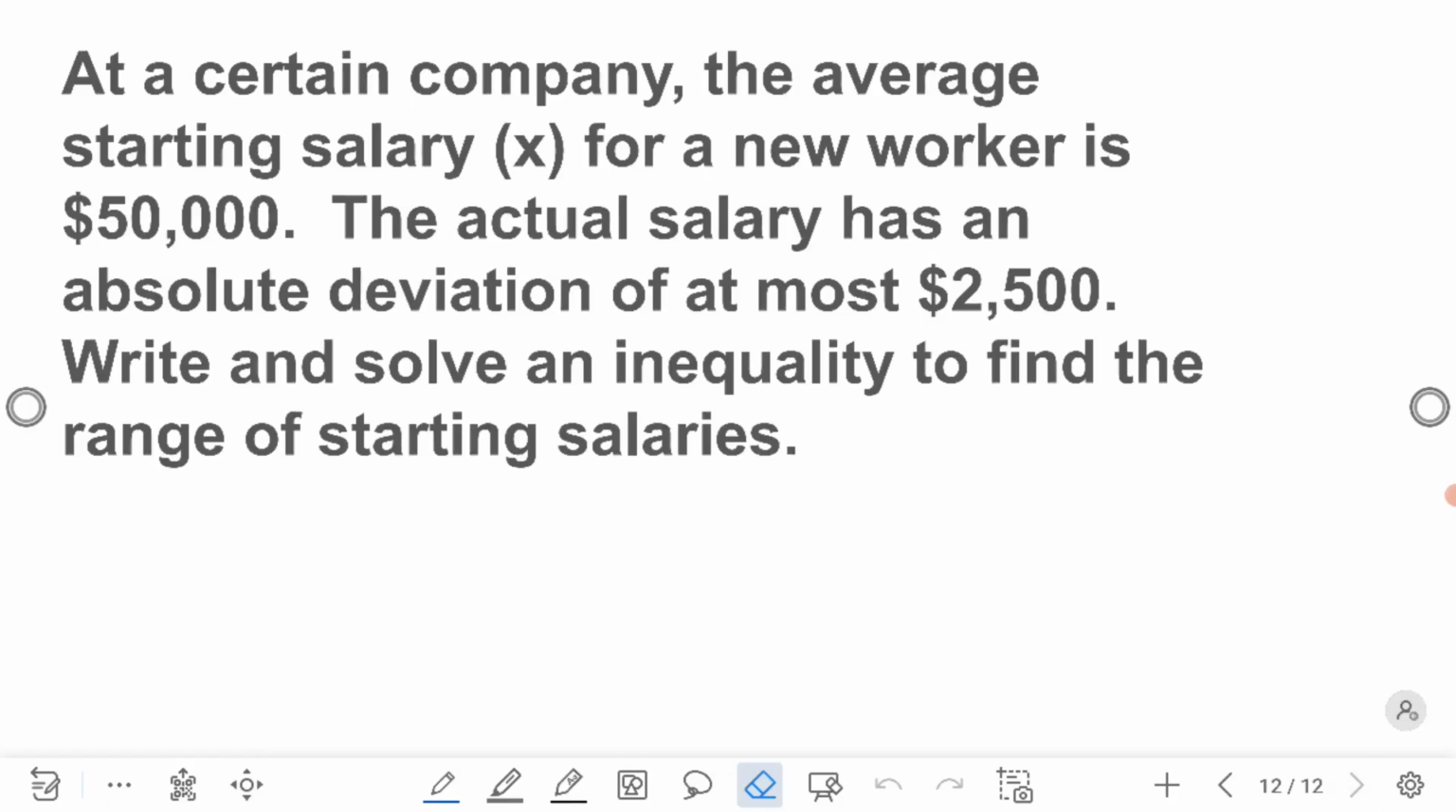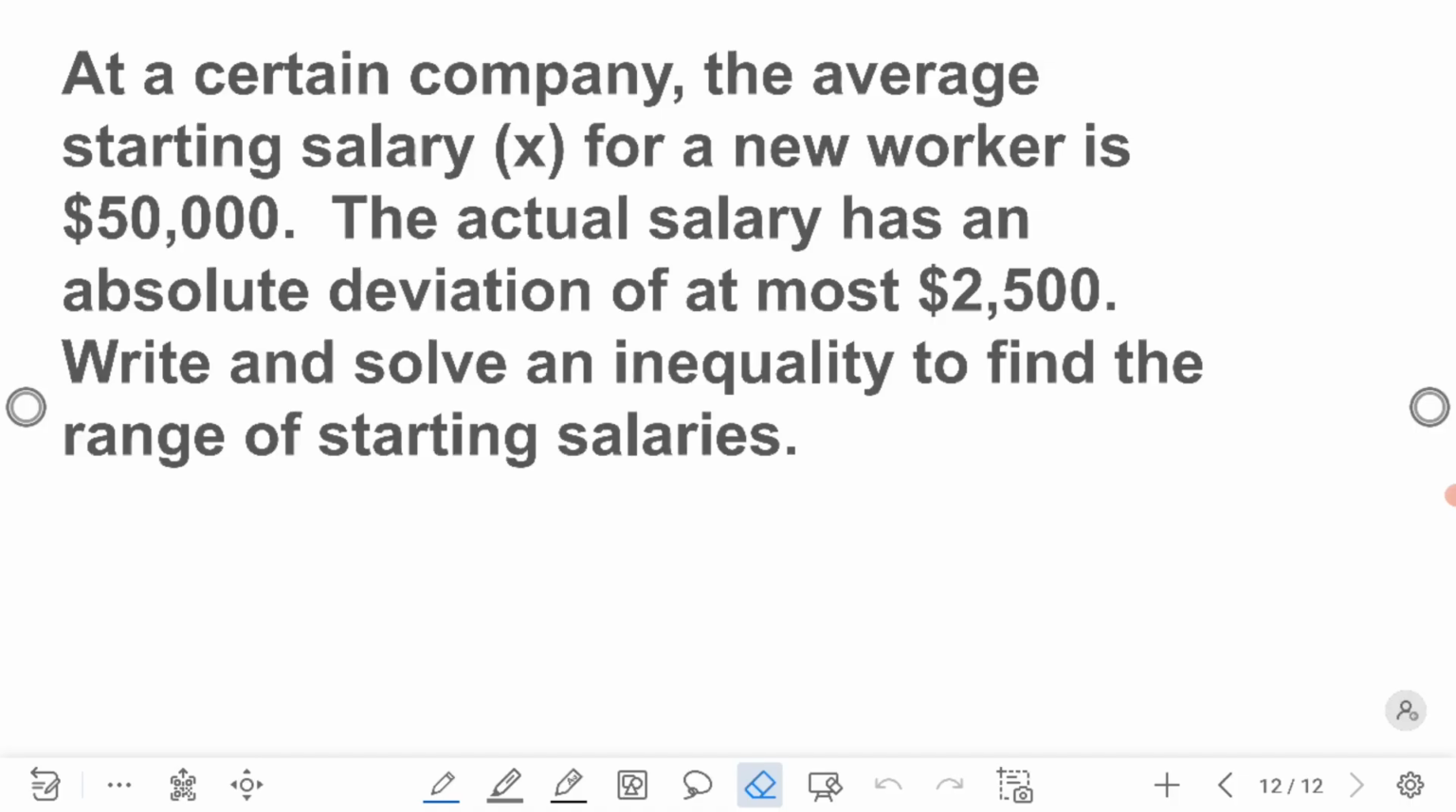All right, and we will finish with a word problem. At a certain company, the average starting salary, X, for a new worker is $50,000. The actual salary has an absolute deviation of, at most, $2,500. Write and solve an inequality to find the range of starting salaries.